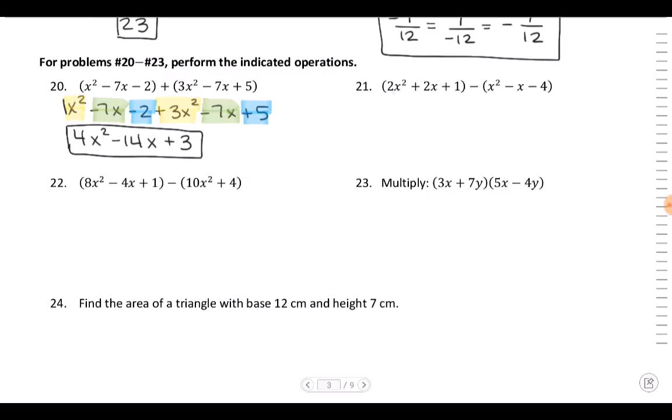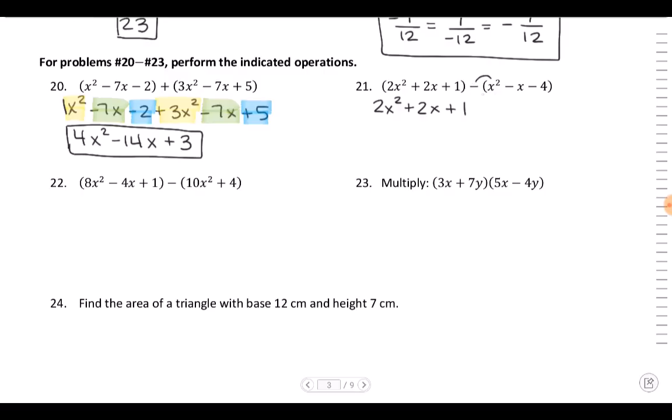Now in 21, again, looking in your parentheses, you'll note that there is nothing that you can combine. And this first set of parentheses has nothing to distribute, so I'm just going to write it down. But on this other one, since we're subtracting, we have to distribute that minus sign to everything inside the parentheses.